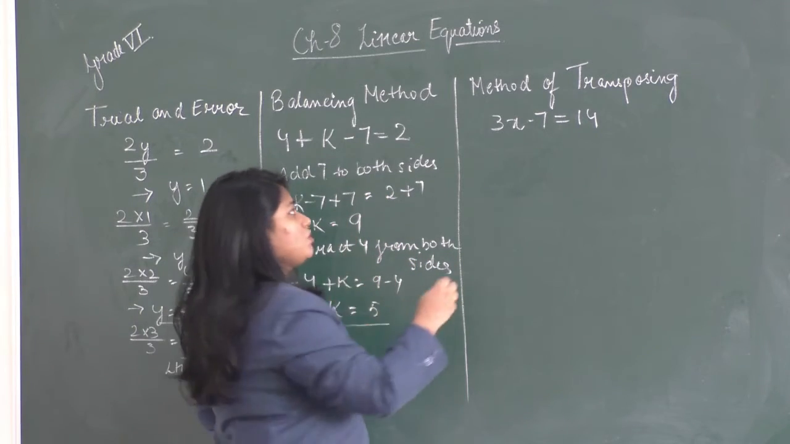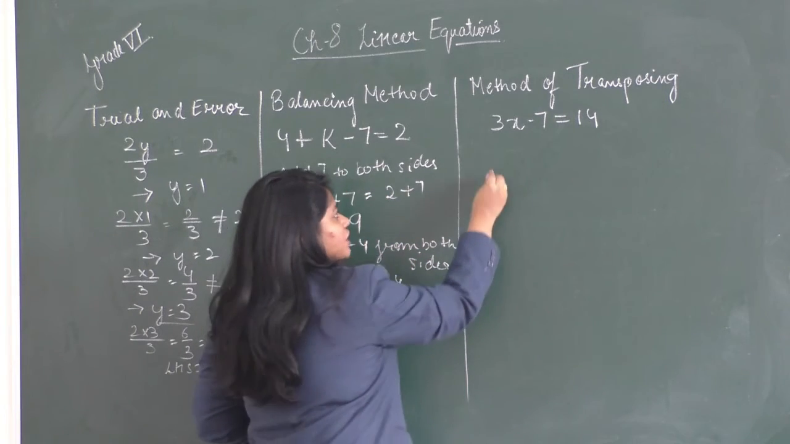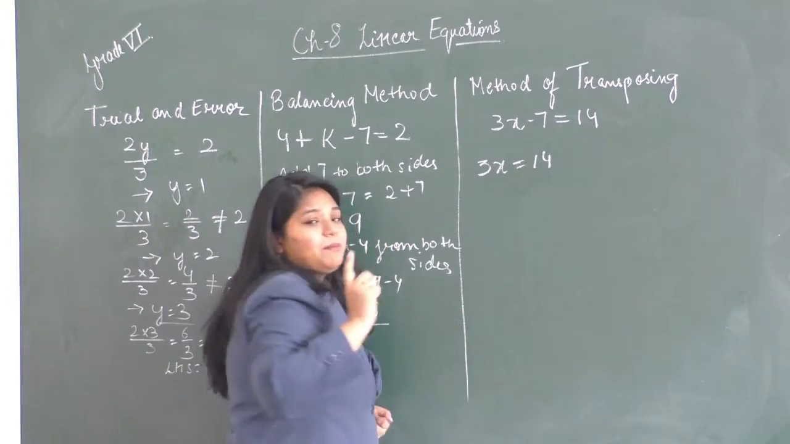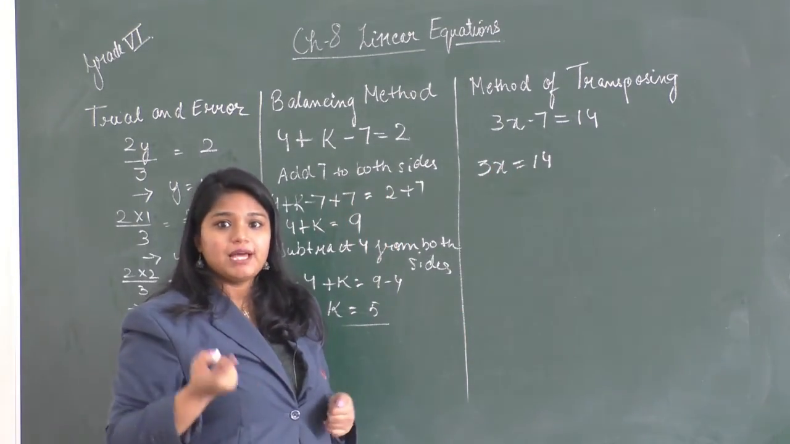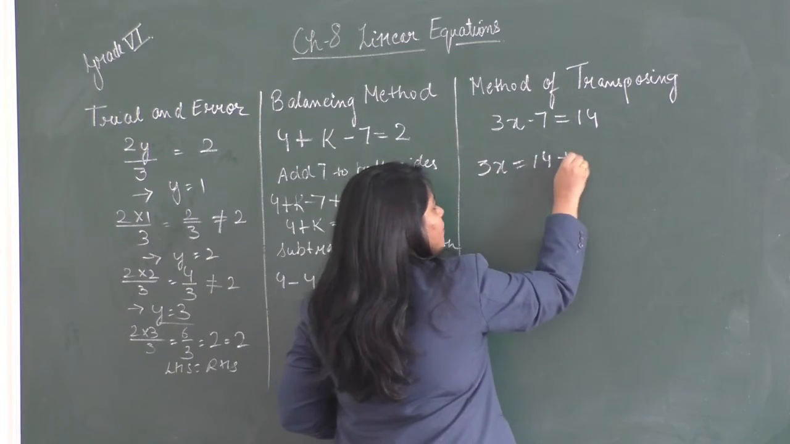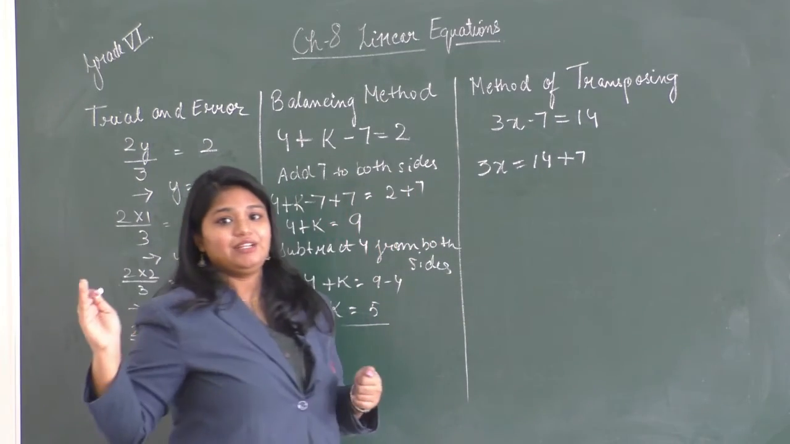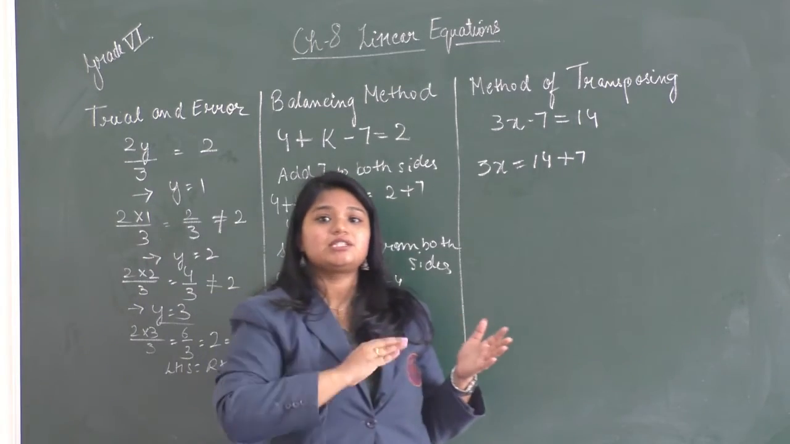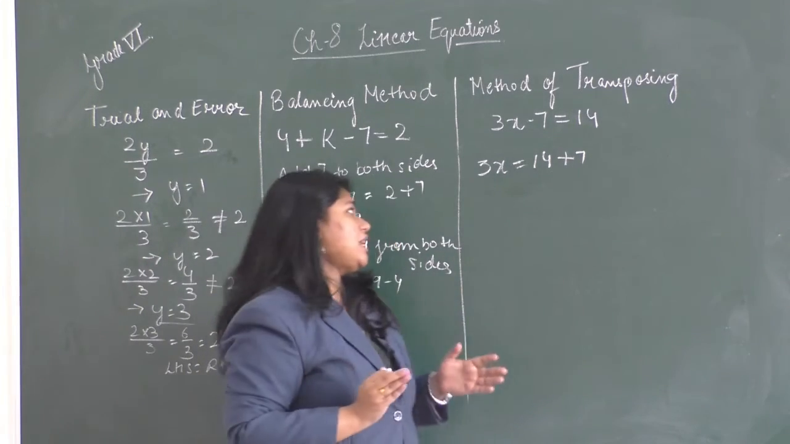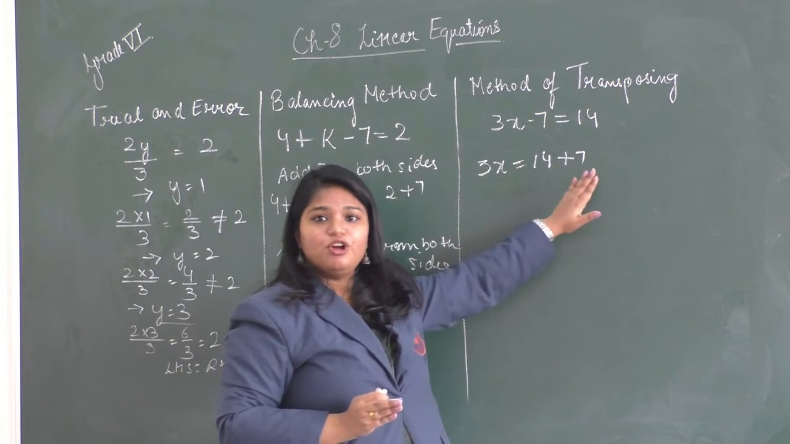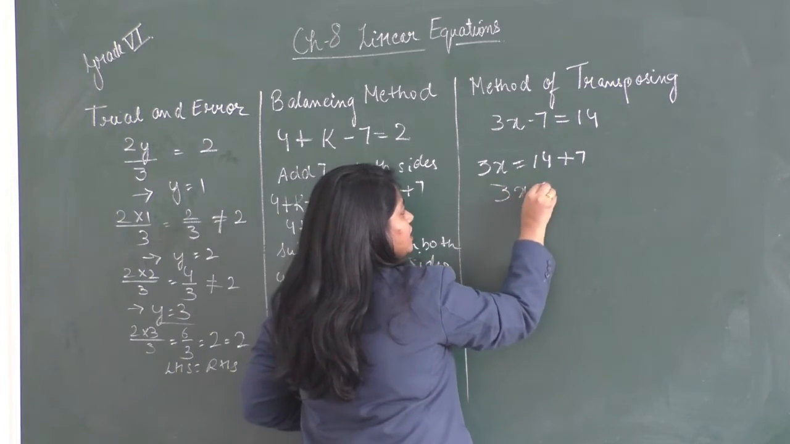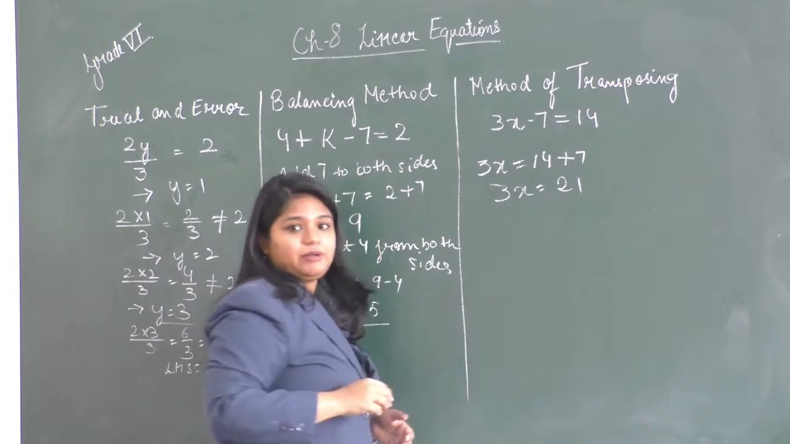So first let's transpose minus 7 from LHS to the RHS. So when you are transposing minus 7 to the RHS, so 3x equals to 14. Now minus 7 will become plus 7. Why? Because when you are transposing a negative sign, a subtraction sign from the LHS to the RHS, it gets converted into plus sign. So we have 3x equals 14 plus 7. So let's solve it. 3x equals 21.